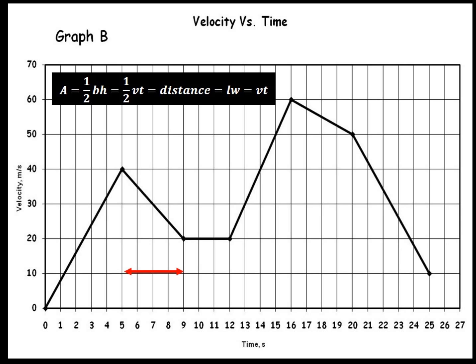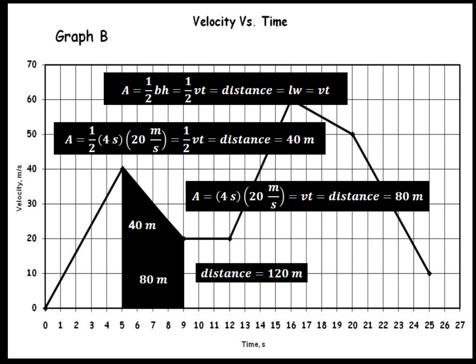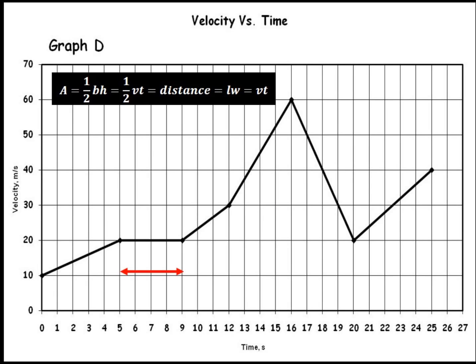For graph B, it's a little bit more complicated. You're going to have a triangle and a square. So you can see that the triangle is 40 meters, and it's 1/2 the base times the height, so it'd be 1/2 of 4 times 20, which is 40, and then the length times the width is going to be 4 times 20.